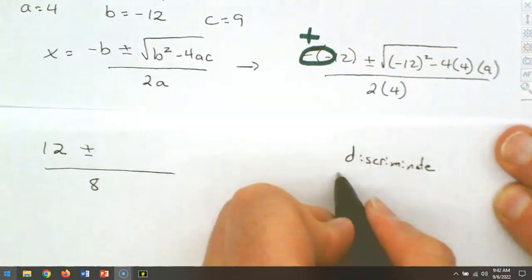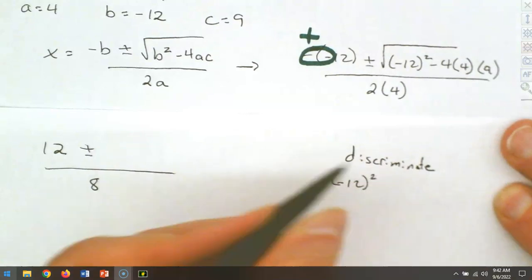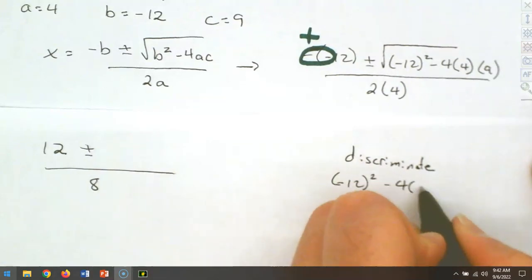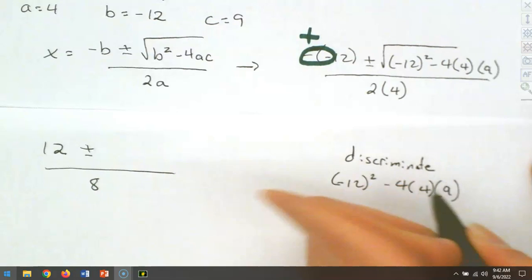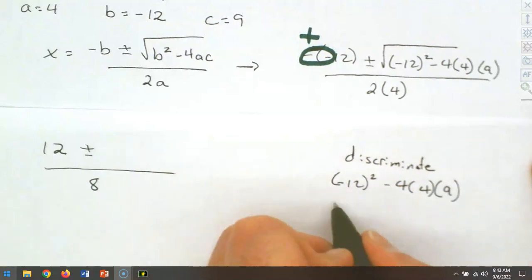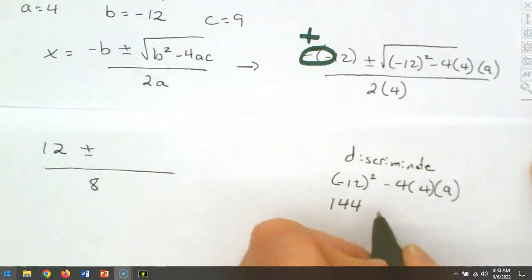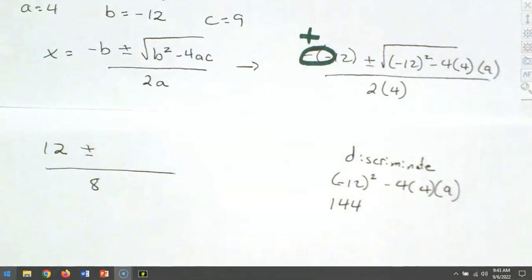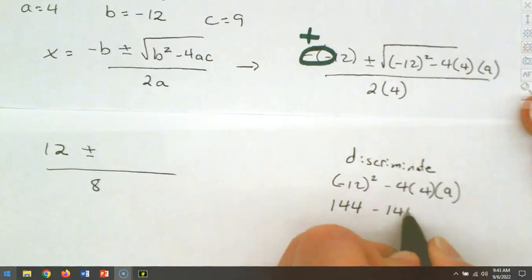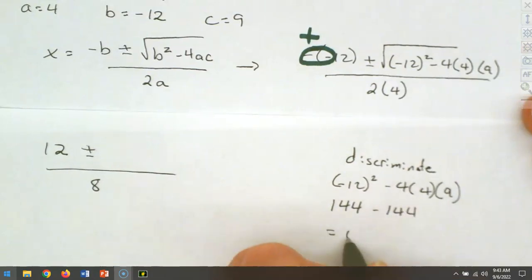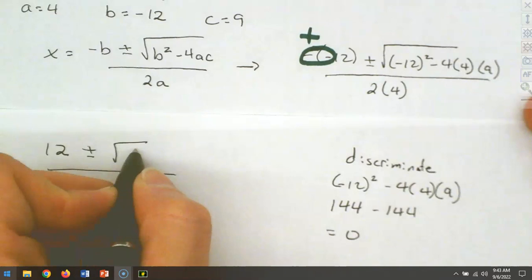Our discriminant is negative 12 squared minus 4 times 9. When you square a negative, remember that fact, it becomes positive because of the parentheses. So there's that piece. 4 times 4 is 16. Times that 9 makes it another 144, doesn't it? And those subtract out and they give you what? 0.